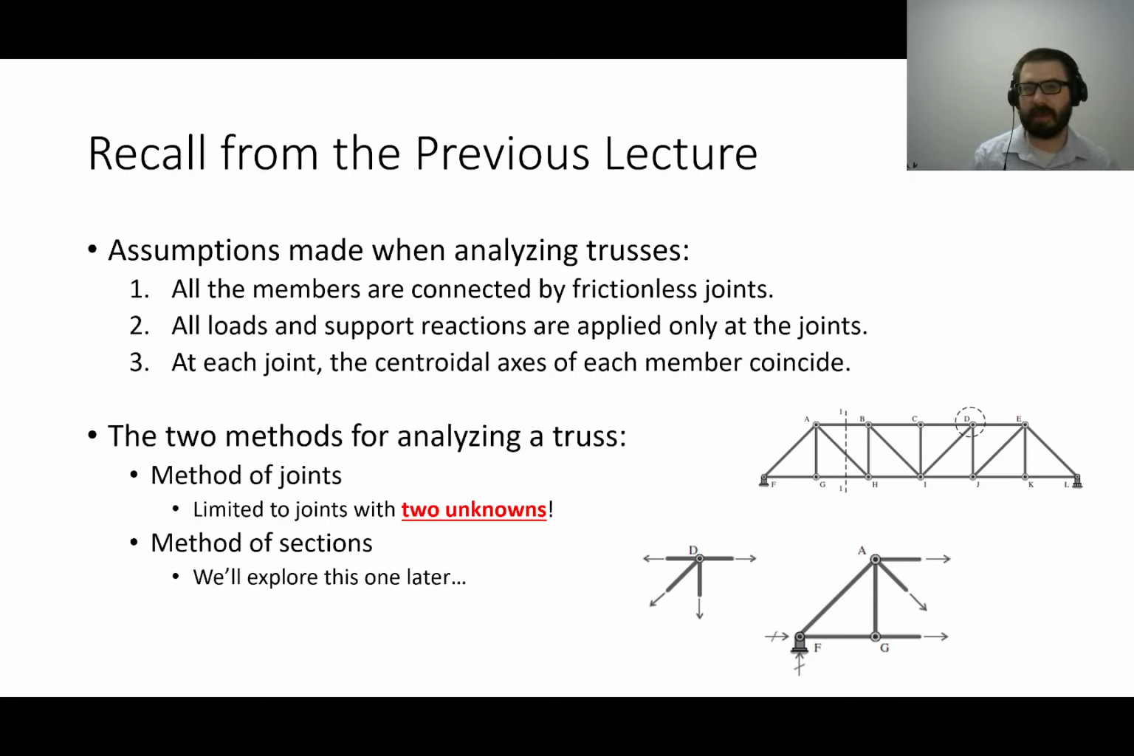Now, we discussed at the onset that there are two primary methods for analyzing a truss: the method of joints and the method of sections. What we're going to be doing today is, again, exploring the method of joints. As I mentioned earlier, the bulk of our focus in the course is going to be on the method of joints. We'll touch on the method of sections a little bit, but not in heavy detail.